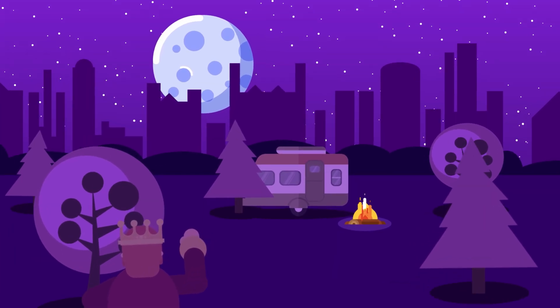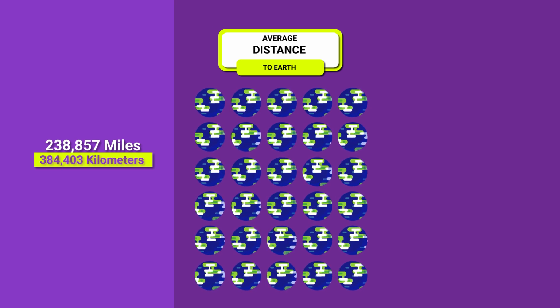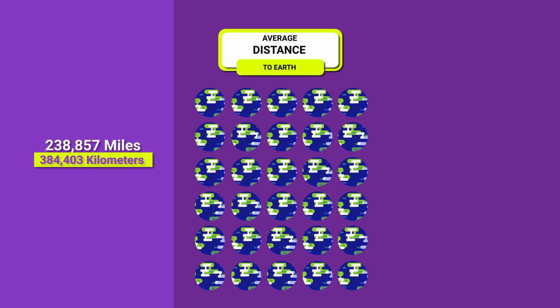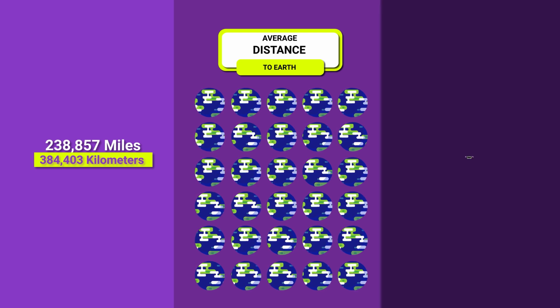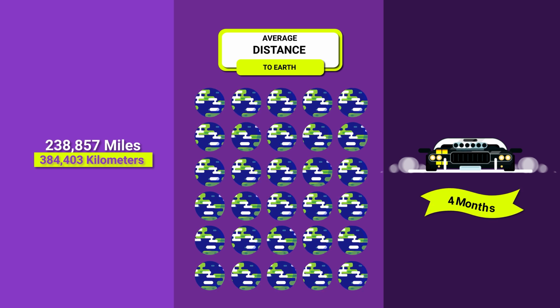The Moon is the closest friend of our planet, yet he is so far away. His average distance to the Earth is 238,857 miles, or 384,403 kilometers, which equals about 30 Earths. That is so far away that if you could drive directly to the Moon by car at a speed of 80 miles per hour, it would take you about 4 months to reach it.